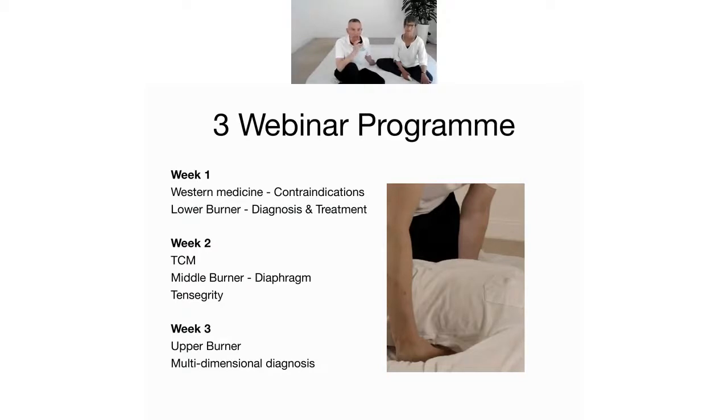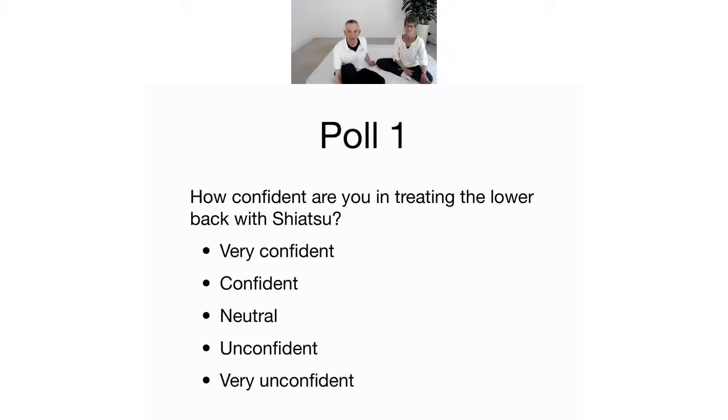Next week, we're going to look more in detail at TCM, look at the middle burner, how it can affect the diaphragm and the lower thoracic, and we're going to look at the idea of integrity, which is all from the treating the back course. And then week 3, we're going to work on the upper burner. Hopefully, I'm going to be the model for that because I tend to have issues with my upper back. And then we'll go a bit more deeply into multi-dimensional diagnosis. That's getting information from vibrational levels, from the past and things like that. So that's the program.